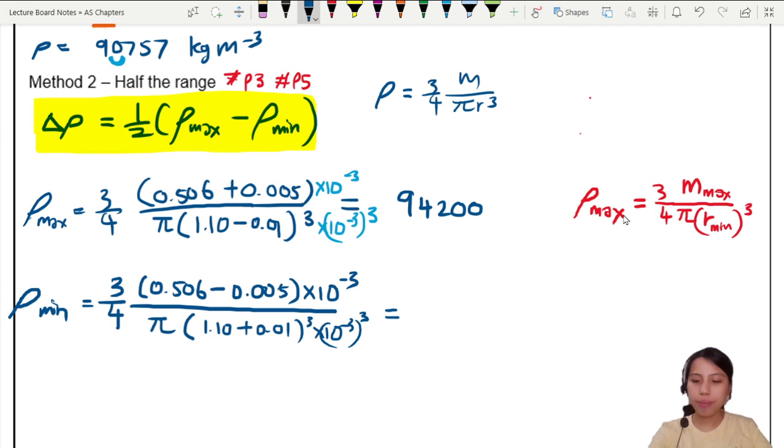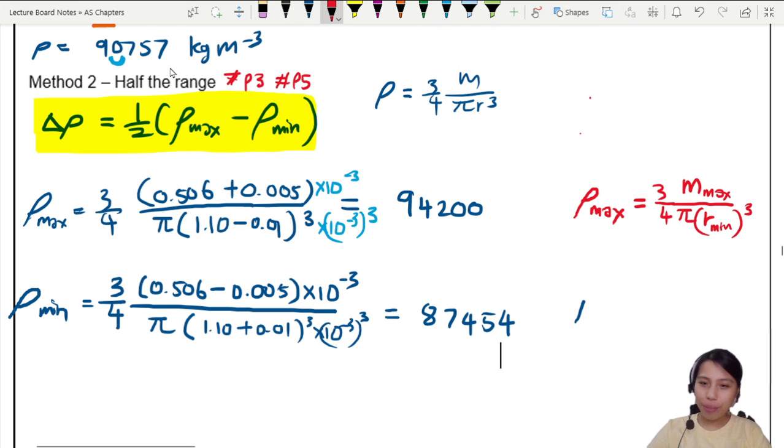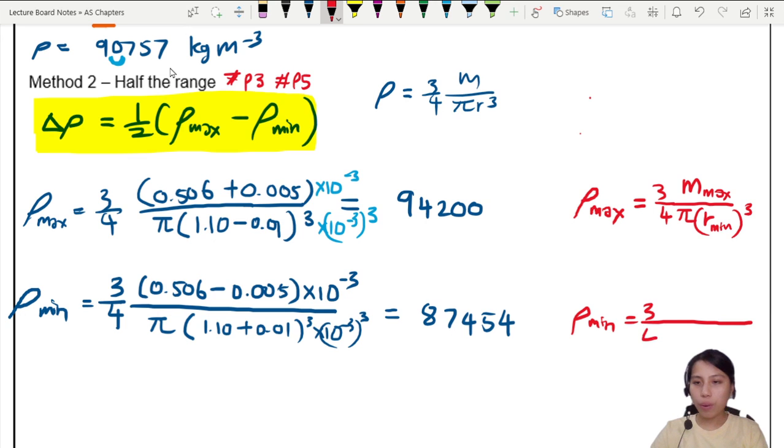What do we get for this? My calculator says 87454. Is it smaller than the actual value? Yes, it is. So to summarize, this one is using the equation where you have rho min equals 3 over 4, the mass, this time you use the minimum because they're proportional, over pi times r maximum. If you divide by a very large number, your value will become very small. So that is the equation that we're using.